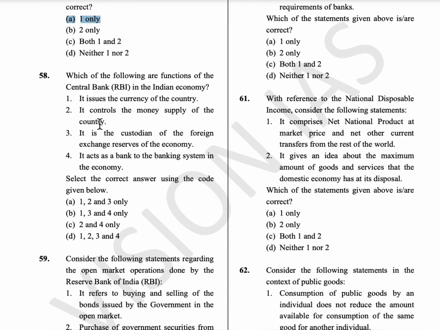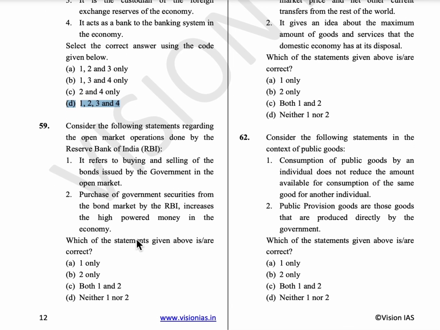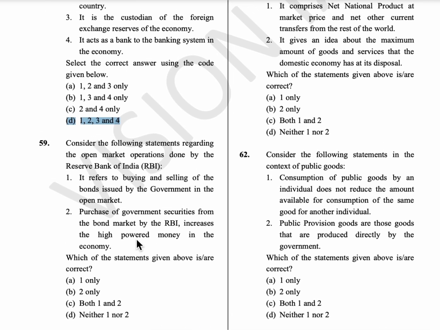58th question, which of the following are functions of the central bank RBI in the Indian economy? The first statement is it issues the currency of the country. Second statement is it controls the money supply of the country. Third is it is the custodian of the foreign exchange reserves of the economy. And the fourth is it acts as a bank to the banking system in the economy. So all these statements are correct. So option D.